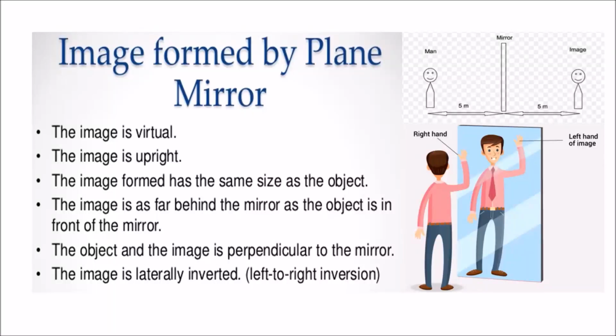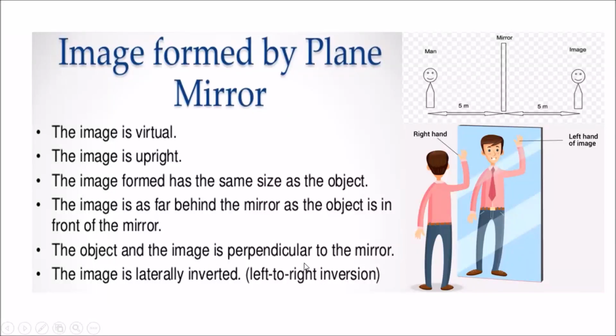The first property is the image formed by a plane mirror is virtual. The image formed is upright. So if it's a virtual image, it's going to be upright. It's an erect image. The image formed has the same size as that of the object. If the object is moving back, the image will also move back. So the image is as far behind as the object. So the distance between object and mirror is the same as the distance between image and mirror, but inside the mirror. You can see here, the man is 5 meters away from the mirror, and the image of this man is also 5 meters, but inside the mirror.